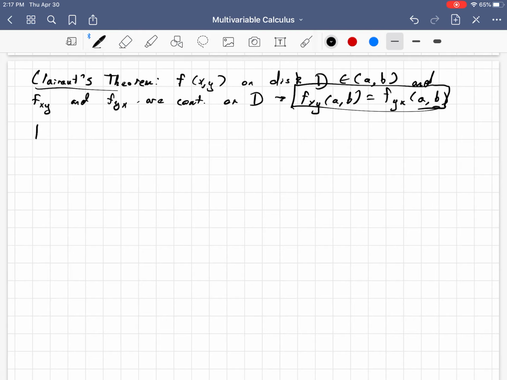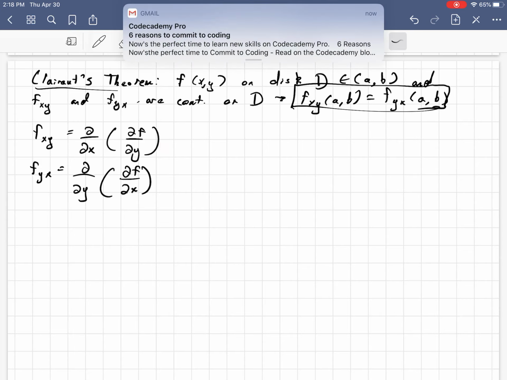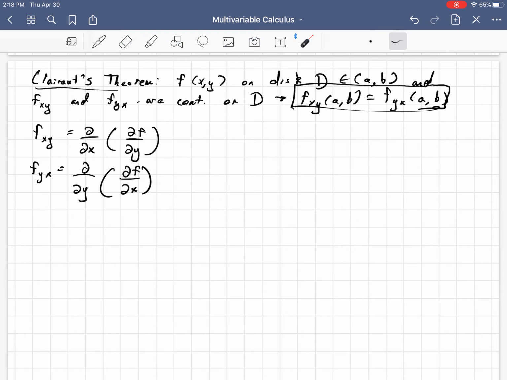So just to spell out what I mean by f sub xy, I've always found the notation to be displeasing, but basically f sub xy means I take the partial with respect to x of the partial with respect to y of our function f. And then likewise, f sub yx means I take the partial with respect to y of the partial of f with respect to x. So in the first case here, I take my function f and I partially differentiate with respect to y, and then I take that answer and I differentiate it with respect to x.